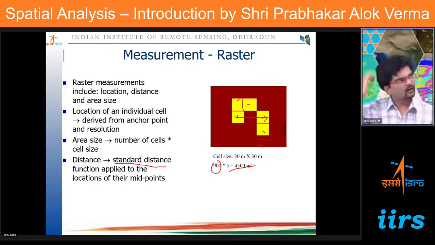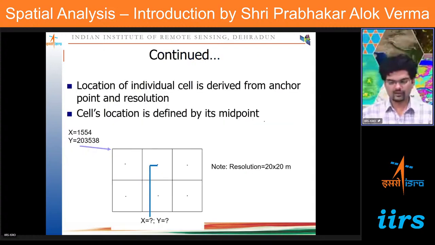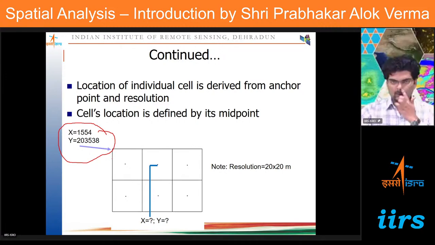Unlike vector, the concept of finding out the coordinate value of any cell is different. In vector, you have coordinate value stored for each point. For polygon, for each vertex, coordinate value is stored. But in case of raster, that is not the case. In case of raster, coordinates are stored for the anchor point. And from this anchor point, coordinates of the rest of the cells can be derived whenever needed.